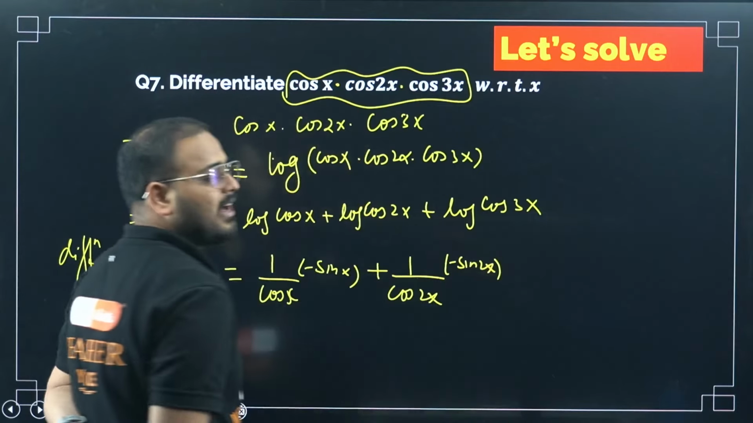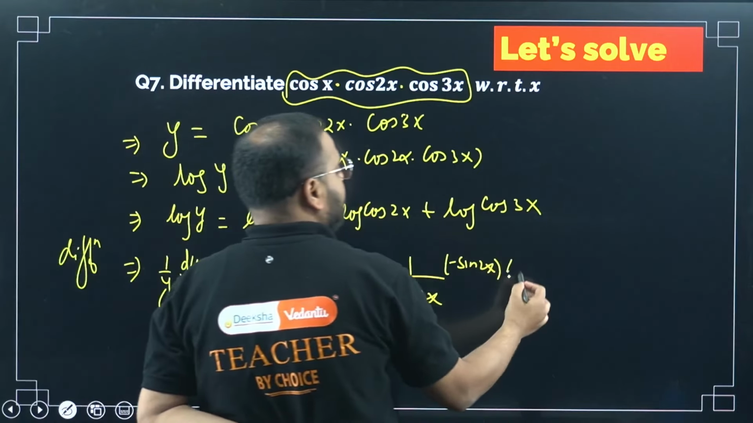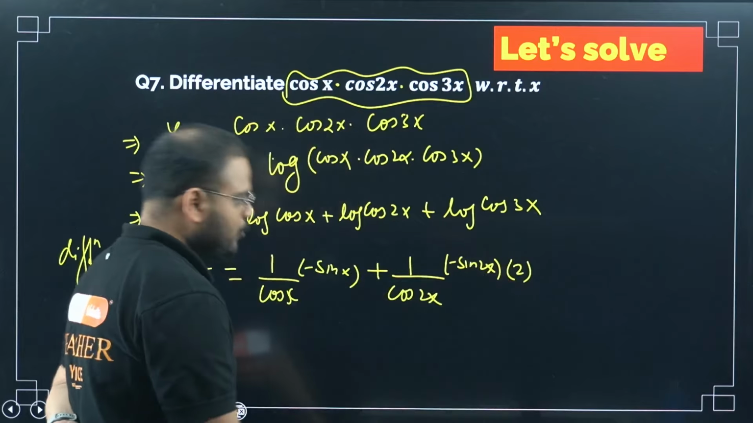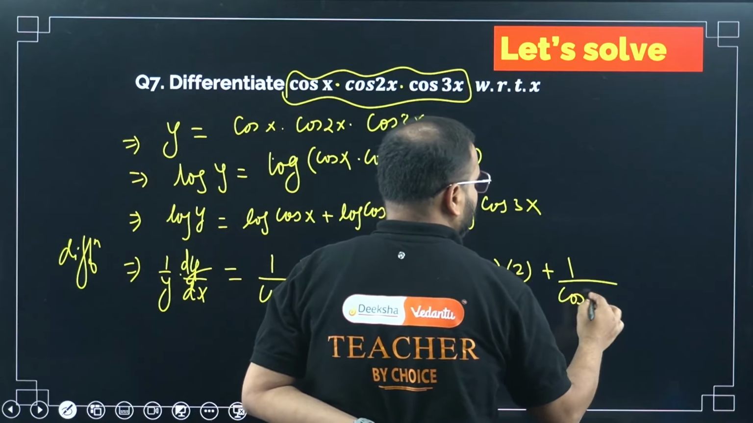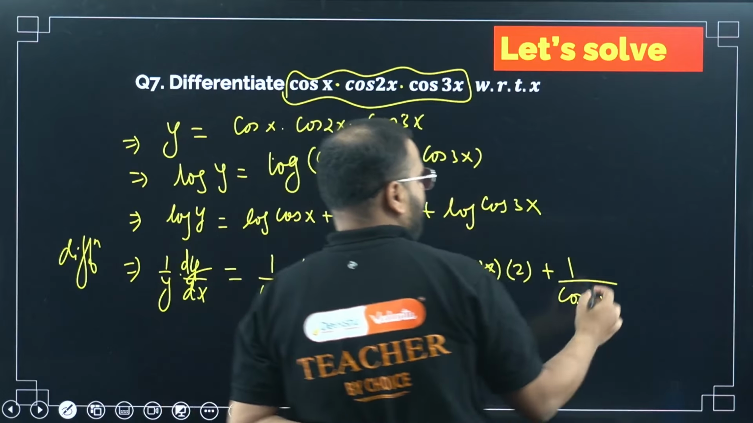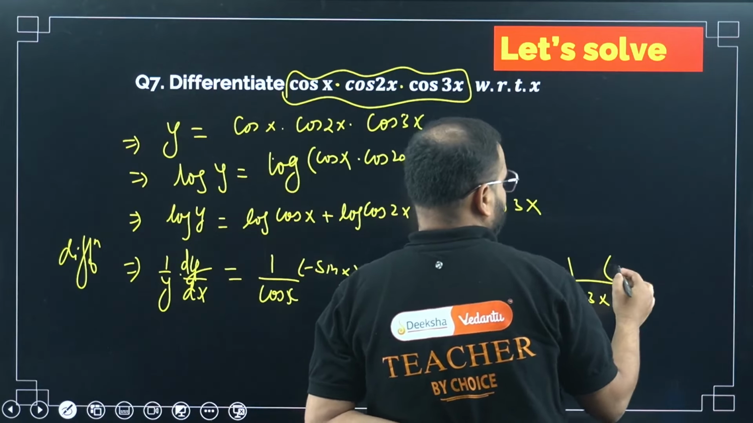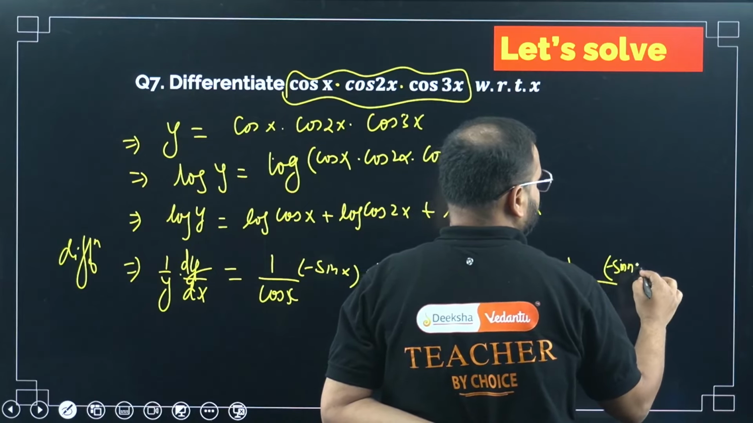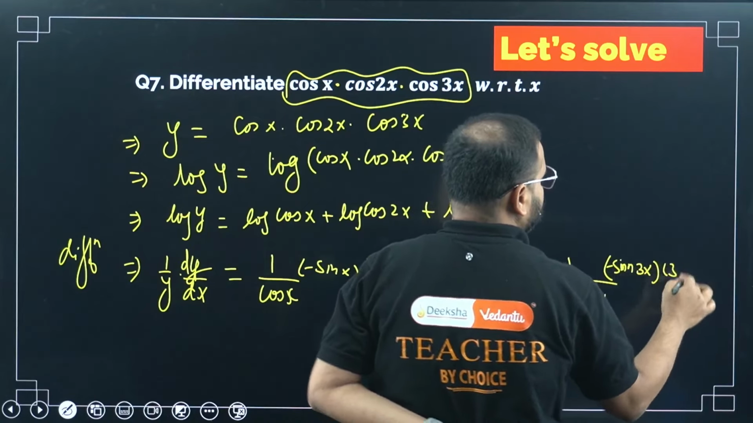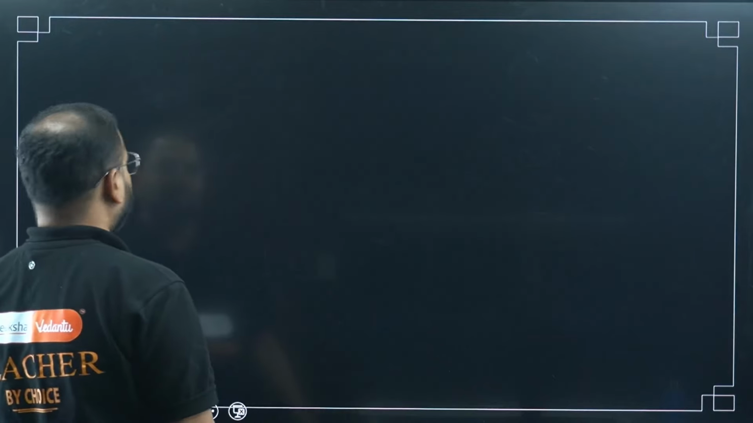Is it over? No, sir. I have to do for 2x also, so times 2. What about cos 3x? This part, 1 upon cos 3x. What will this come now? This will be minus sin 3x times 3. Okay. Alright.